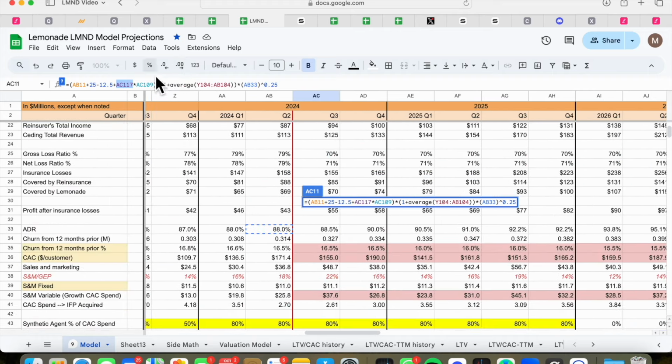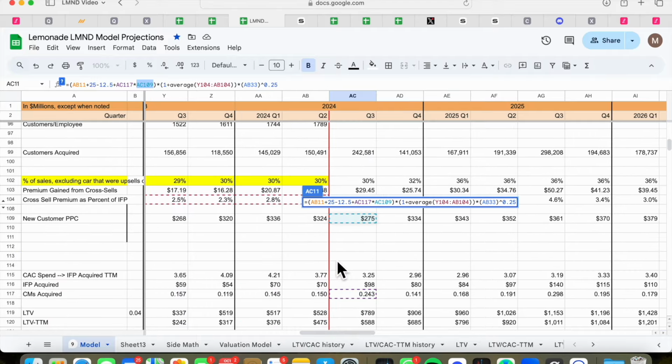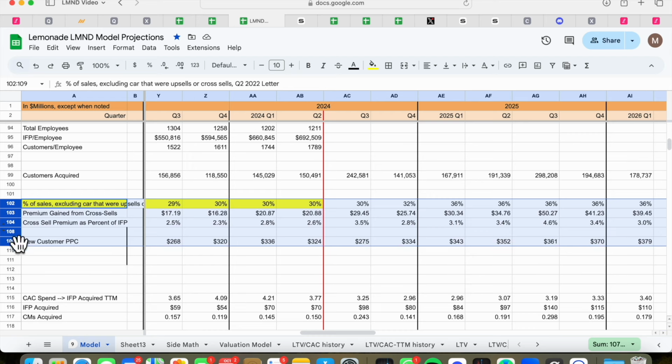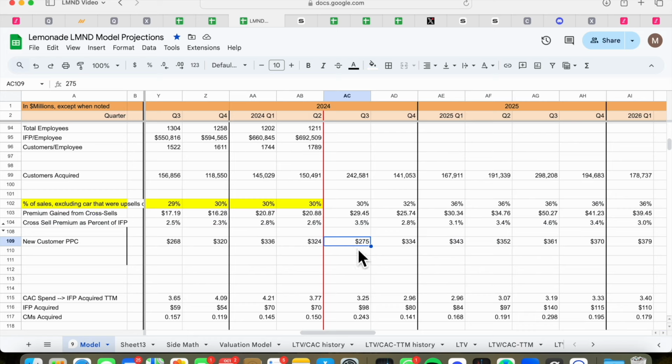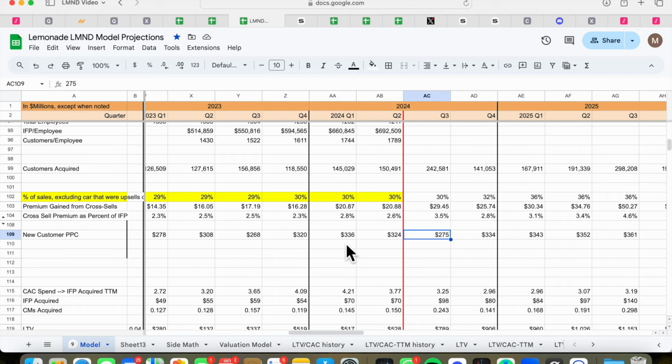And I'm then multiplying those customers by what I'm calling a new customer premium per customer. So I'm trying to estimate, down here in this little block of lines, what is the average new customer premium per customer? I'm saying $275 per customer in Q3. Actually, that seems kind of low. Given the product mix, I feel like that's a little bit low.